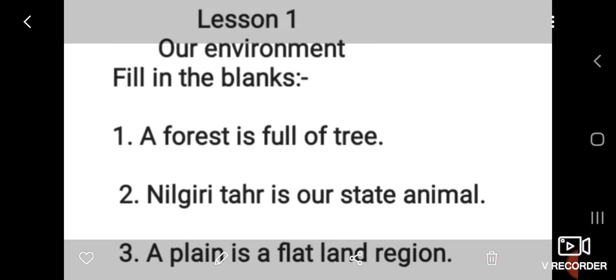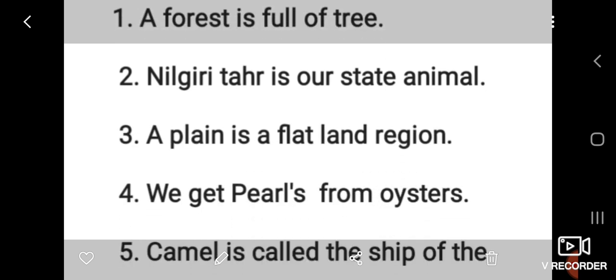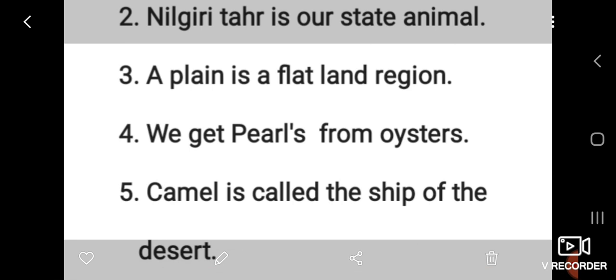Fill in the blanks. First one is, a forest is full of tree. Nilgiri tahr is our state animal. A plain is a flat land region. We get pearls from oysters. Camel is called the ship of the desert.